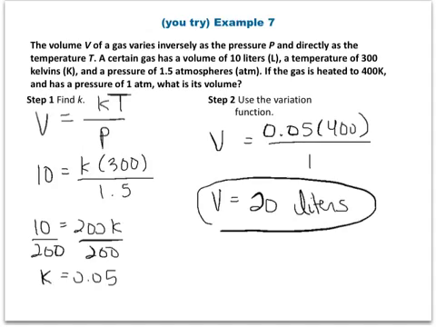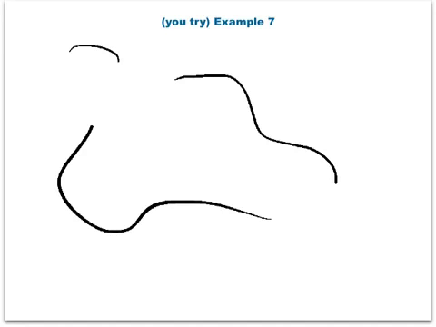So to finish up this problem, first we solved for K by plugging in the temperature, the pressure, and the volume. We got K as 0.05. Then we used that K with the remainder of the information, the temperature and the pressure, to solve for volume, which is 20 liters. And again, a blank page.